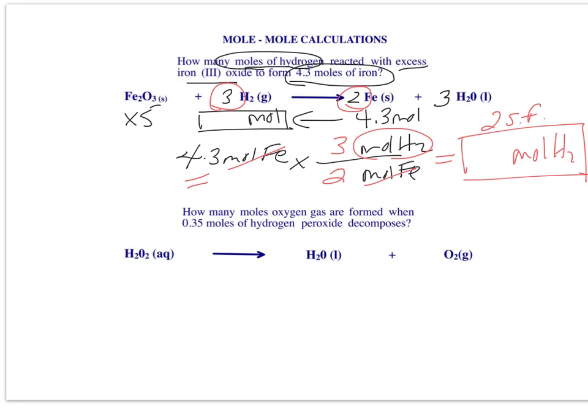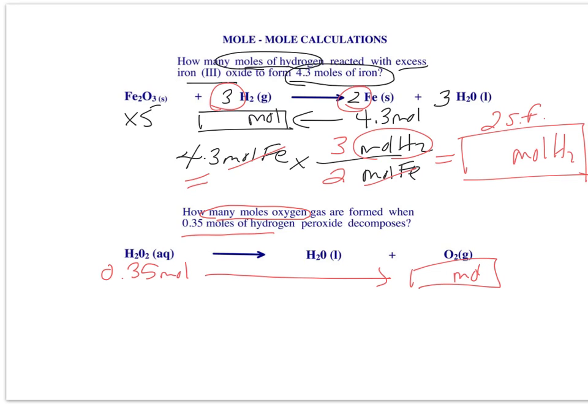The second problem on this page I can see is saying to me how many moles of oxygen gas, so I'm going to put moles underneath the oxygen gas, are formed when 0.35 moles of hydrogen peroxide decomposes. That means I'm starting over here at hydrogen peroxide and I'm trying to get to oxygen.